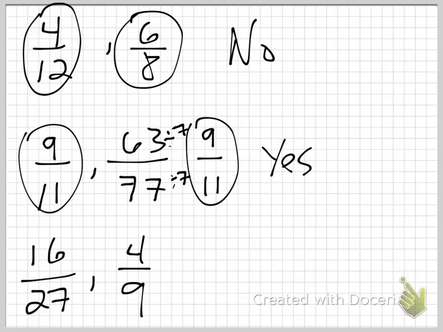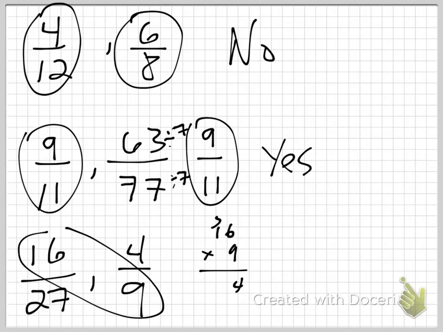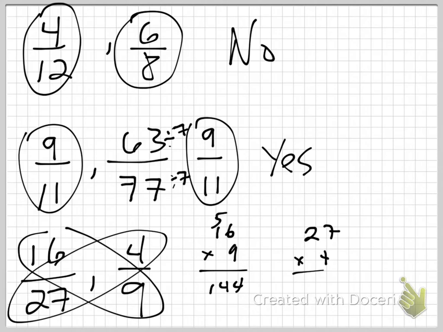At the point that it takes you that long to be like, I'm not sure, you should do cross multiply. 16 times 9. What is 16 times 9? 144. And then 27 times 4. Yeah. Not even close, right? So does it form a proportion? No.